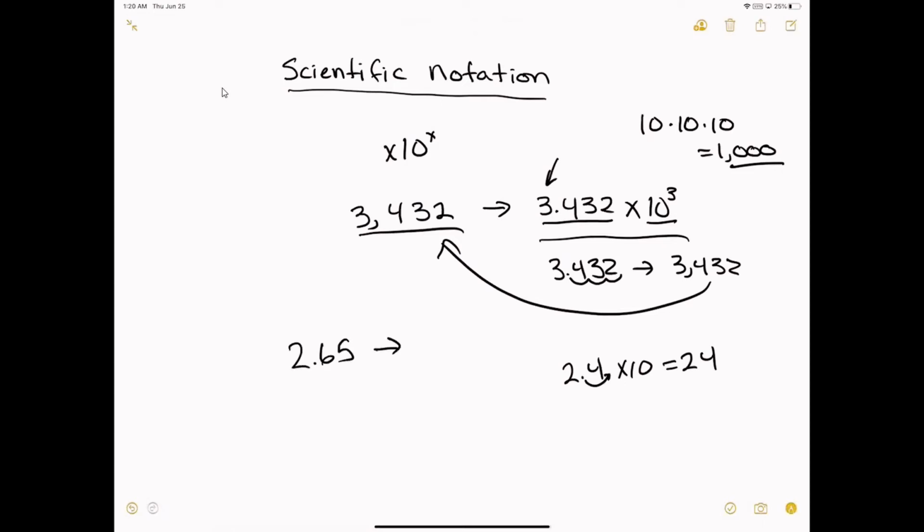Technically, you could write that in scientific notation as 2.65 times 10 to the 0. 10 to the 0 is 1. You're not multiplying any 10s. You're not adding any zeros. It's the same exact number. Okay, so that is just the basis of scientific notation.